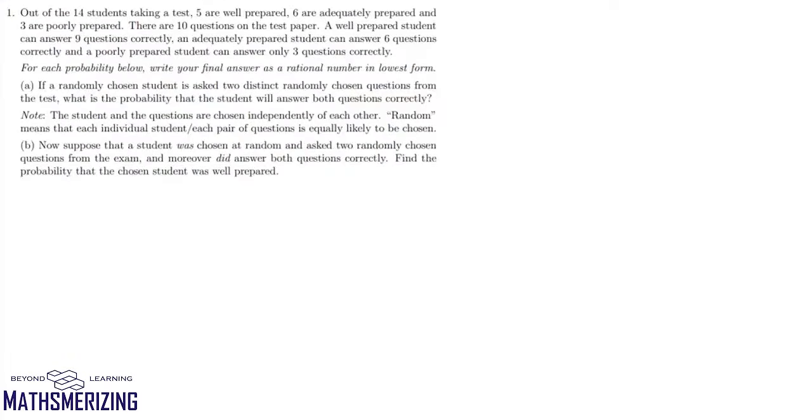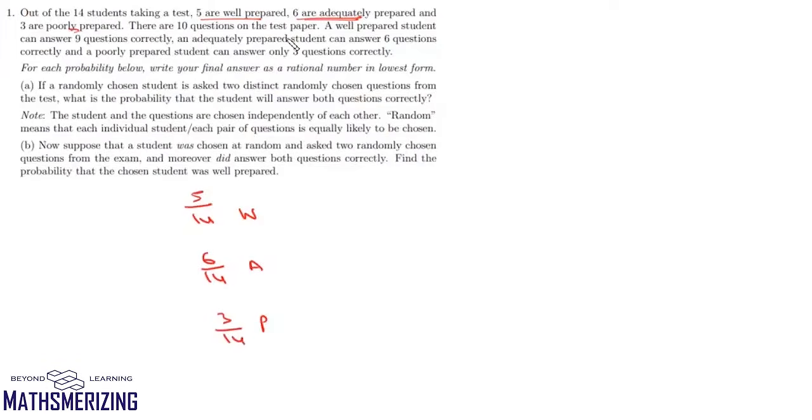Now we'll come to section B, and the first question is, out of 14 students taking a test, 5 are well prepared, 6 are adequately prepared and 3 are poorly prepared. So we have 3 sets of students. Suppose event W is the set of well prepared students, A the set of adequately prepared, and P the set of poorly prepared students. The probability of choosing a student from the well prepared set will be simply 5 by 14, adequately prepared will be 6 by 14 and poorly prepared will be 3 by 14.